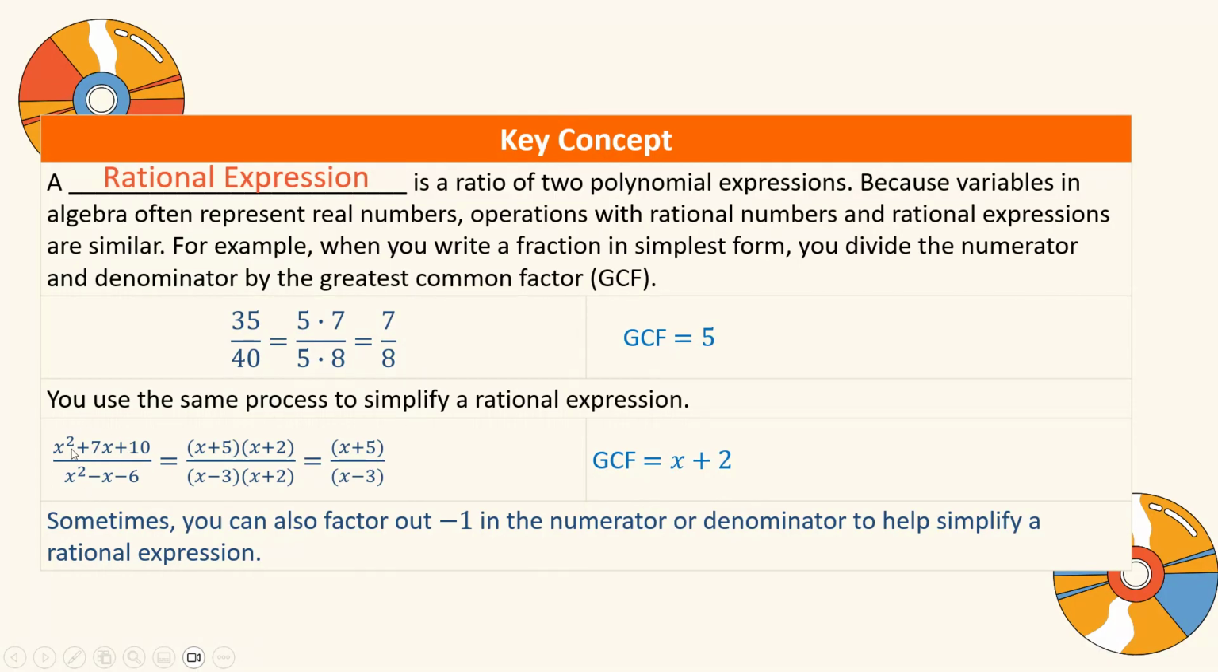Similarly, if we have a rational expression with a polynomial in the numerator, polynomial in the denominator, we can factor the numerator and factor the denominator and then divide by a common factor. So their greatest common factor was x plus 2. That would divide out. And then we have a simplified expression. Sometimes you can also factor out -1 in the numerator or denominator to help simplify a rational expression.